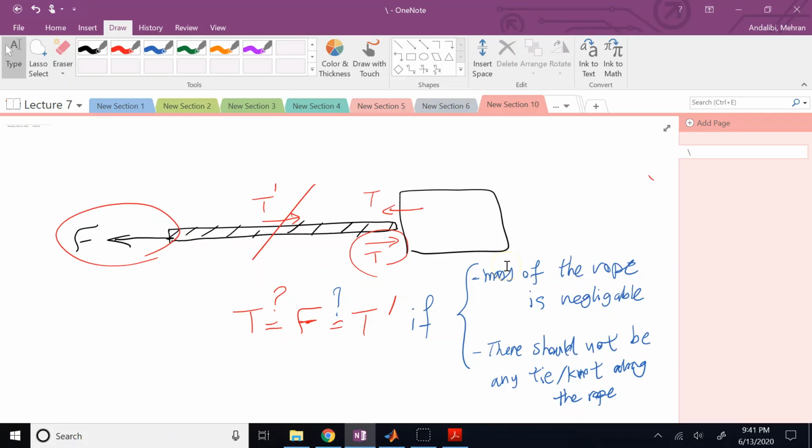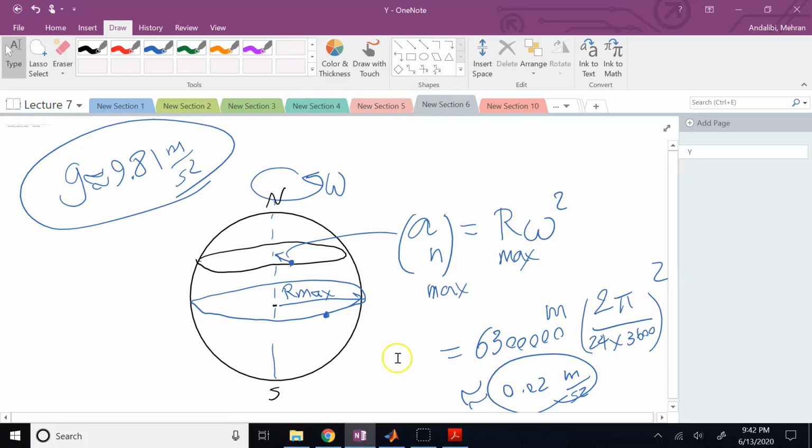If the mass of the rope here is not negligible, what do you think would happen? If that's the case, I encourage you to see that F is going to be bigger than T prime, which is going to be bigger than T. As you move along the rope, you're going to lose tension because a portion of it is used to accelerate the rope. Okay, so hopefully you'll know this as well.